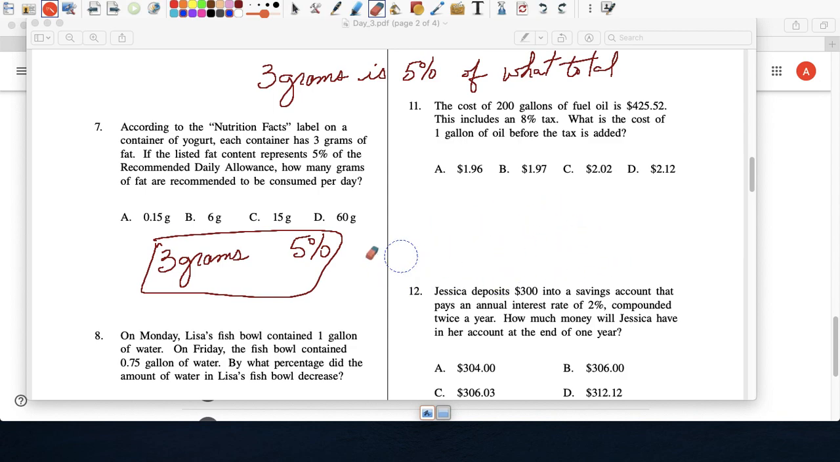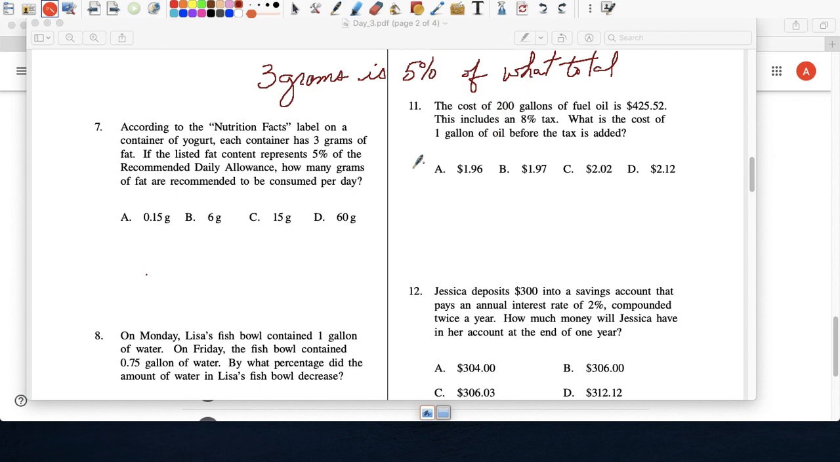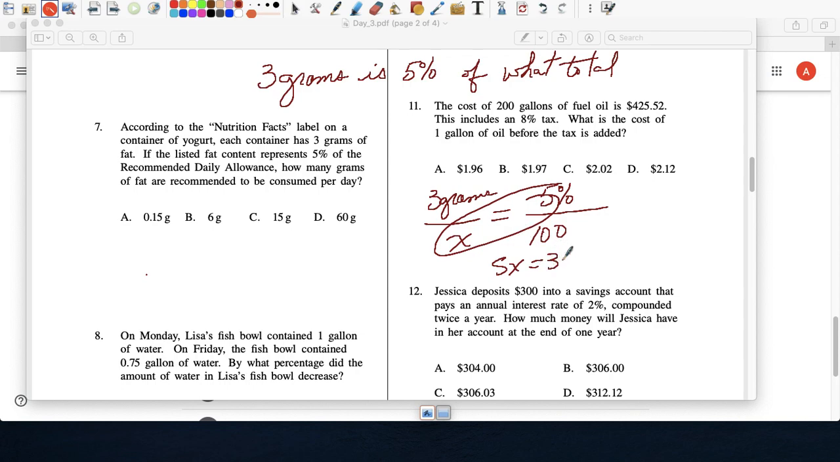So several ways you can do that. You can choose a percent proportion if you want. You can write an equation out of this. So if you use a percent proportion, 100%, 5%. 5% is 3 grams, right? So what is this number here, the total? Well, we can put an x. Cross multiply, we get 5x equals 300. Divide both sides by 5, and 300 divided by 5 is x equals 60. So you can have 60 grams of fat a day? Really?